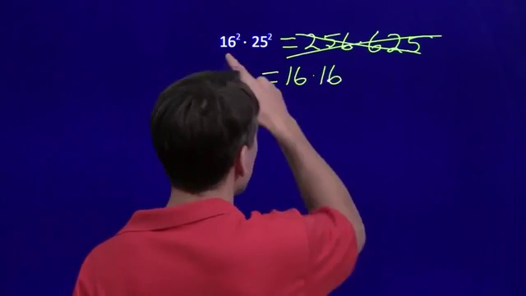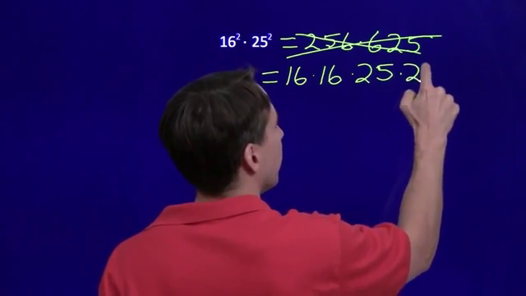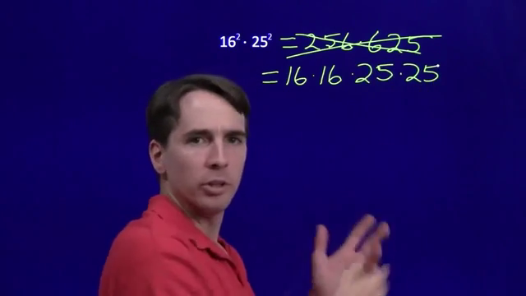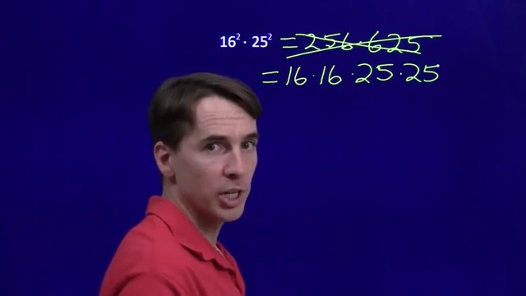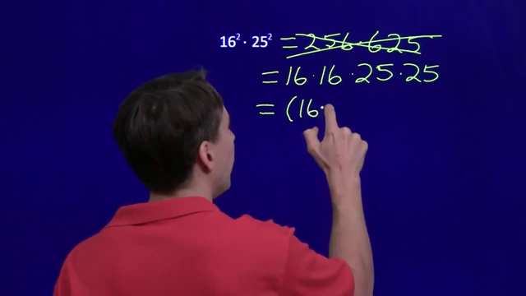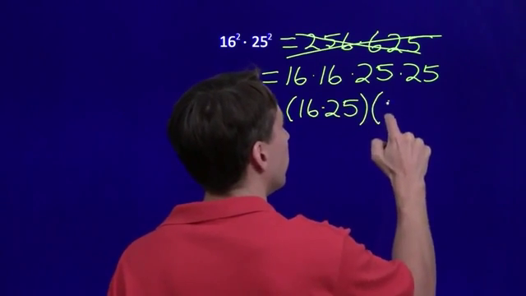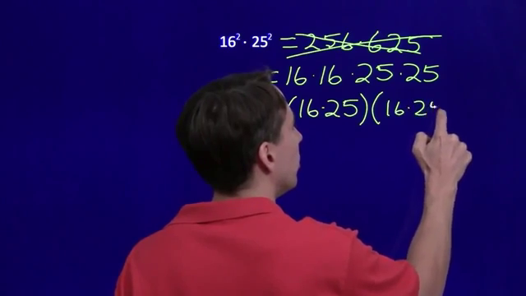This is 16 times 16, which is 16 squared. 25 squared is 25 times 25. Now I can reorder these terms in any order I want to. It won't change the product. So what I'm going to do is group a 16 and a 25, because those two are easy to multiply. And that leaves another 16 and another 25.